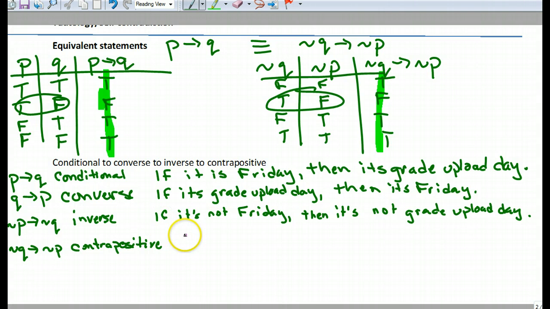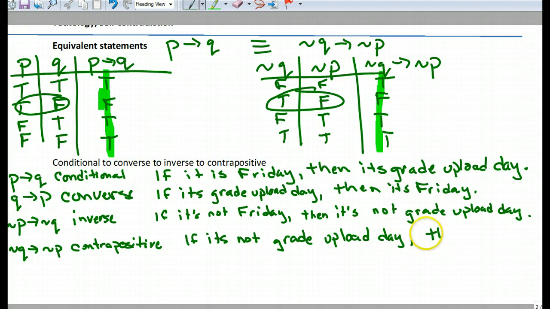Yep. If it's not grade upload day, then it's not Friday. Okay. So I know that there is at least one or more questions on the test like this too. Okay, so make sure you have these down. You need to memorize the four instances.